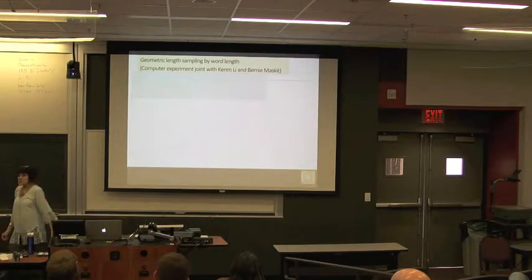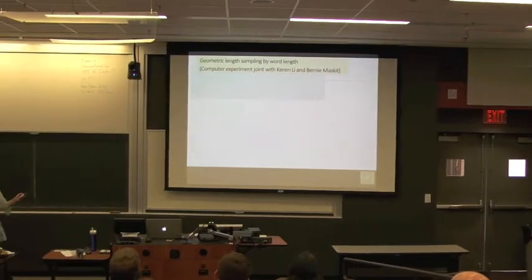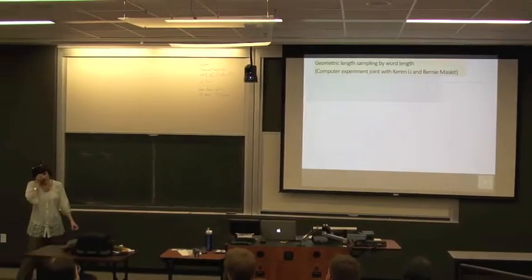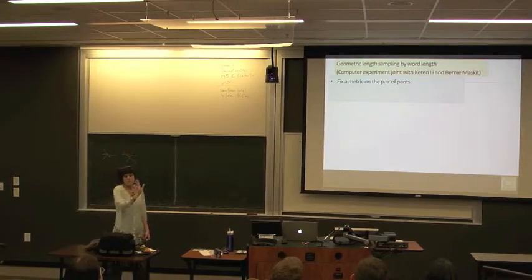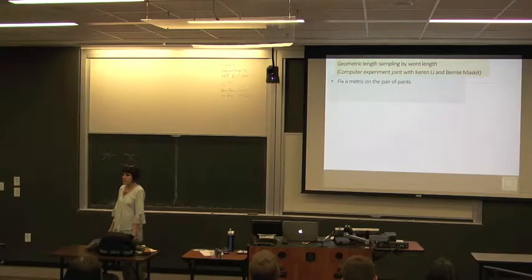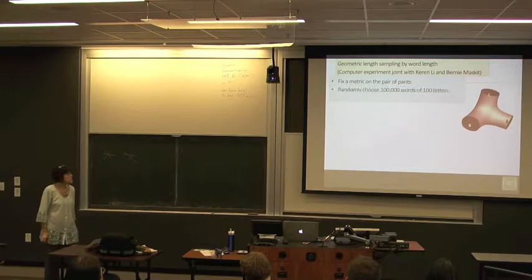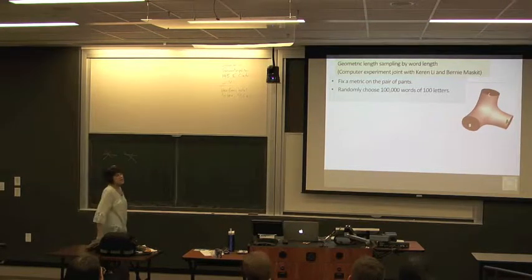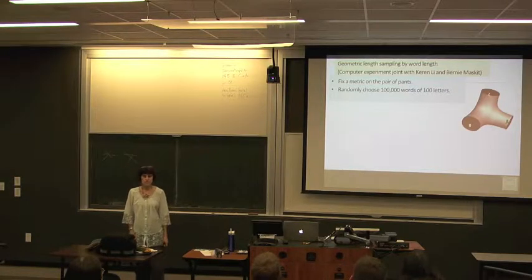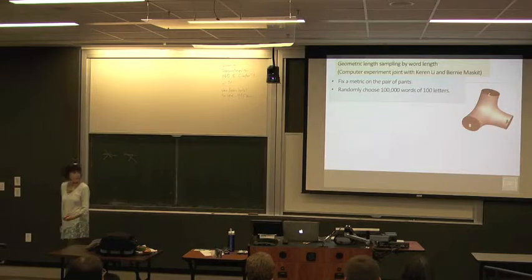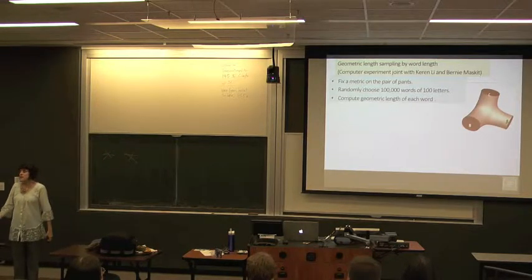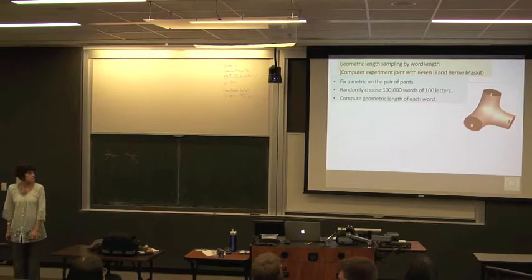Okay, so we did another experiment, with Kara Lee, who was an undergraduate at that time, and again Bernie Maskit. Now we fix the metric again on the pair of pants with geodesic boundary, and you pick randomly 100,000 reduced words with 100 letters each, and compute the length of each of those words.